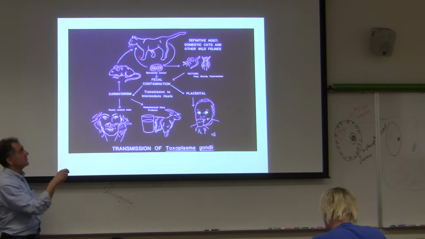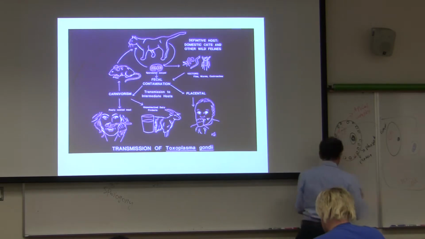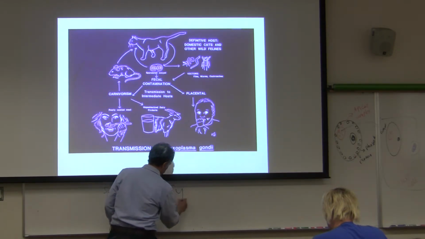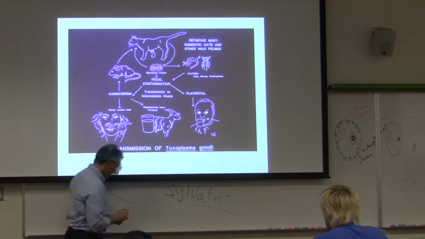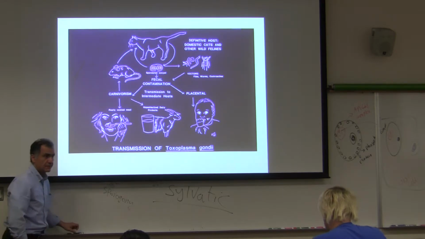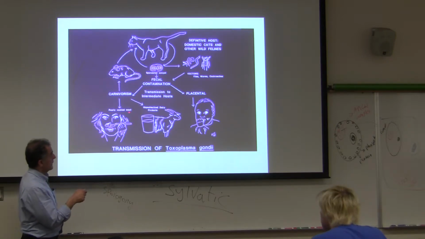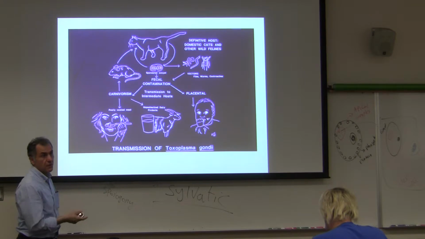That's how this is called a sylvatic cycle. When the cycle is in the wild, the life cycle of a parasite happens in the wild. It's called sylvatic. You will see it later on. We humans, of course, can ingest this accidentally, or we can ingest farm animal products, meat, goat's milk, and we can become infected as well.